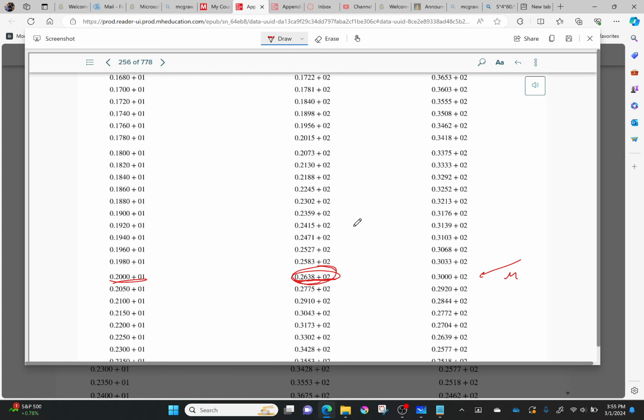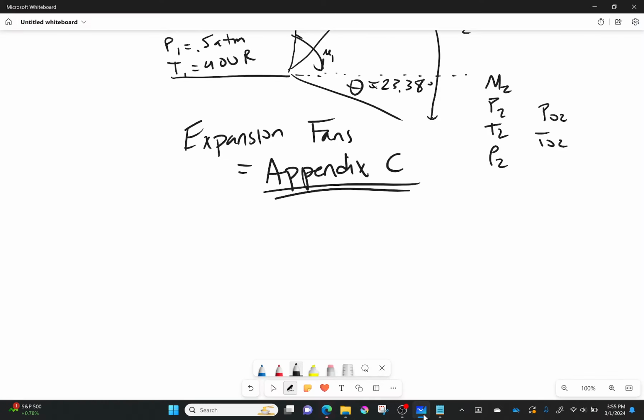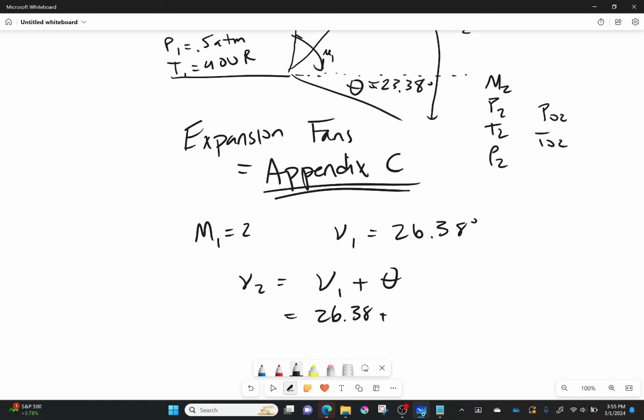Okay. With that, I'm just going to jump straight back to here. And so what we found then is that M1 is equal to 2, and therefore V1 is equal to 26.38 degrees. Now, V2 is simply equal to V1 plus my deflection angle. Now, I know my deflection angle. How do I know it? Because that was given in the problem statement. So that makes it pretty easy on us.